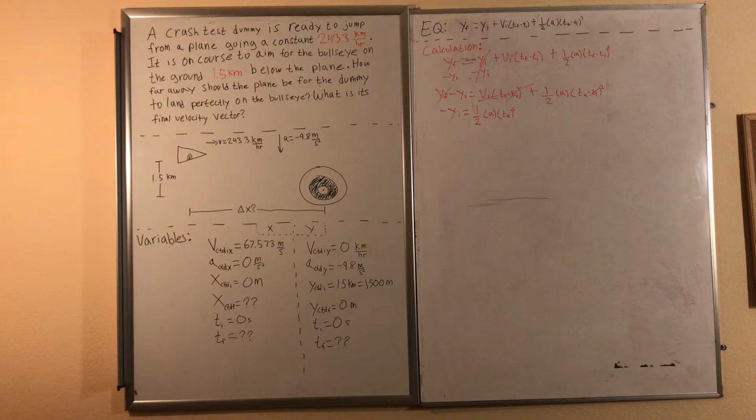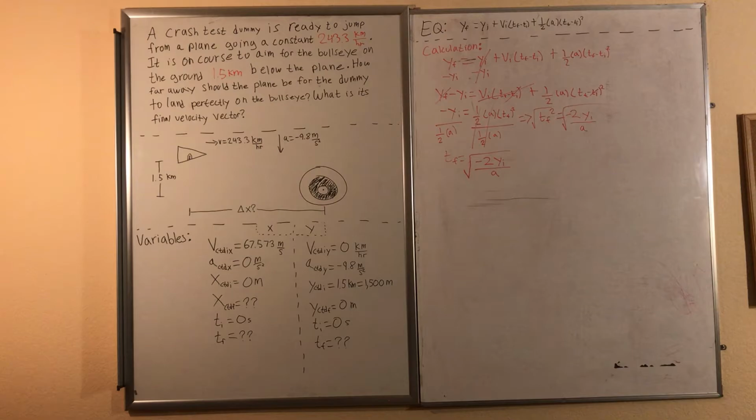Divide both sides by 1/2 times acceleration and cancel on the right to get time final squared equals negative 2 times y initial divided by acceleration. Now square root both sides to find time final as the square root of negative 2 times y initial divided by acceleration.